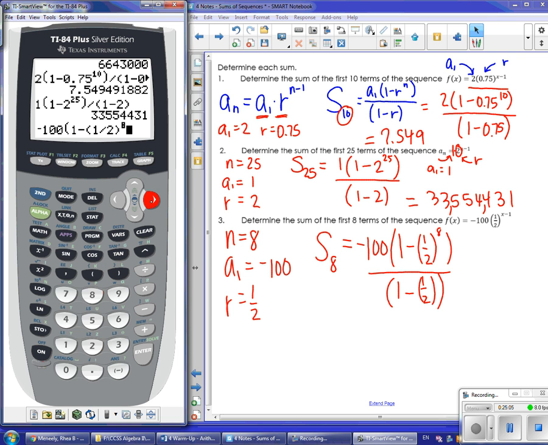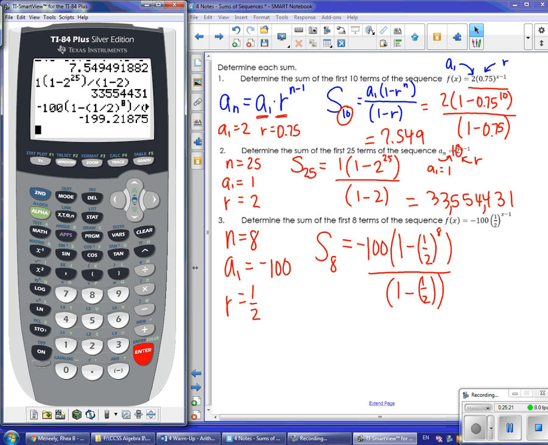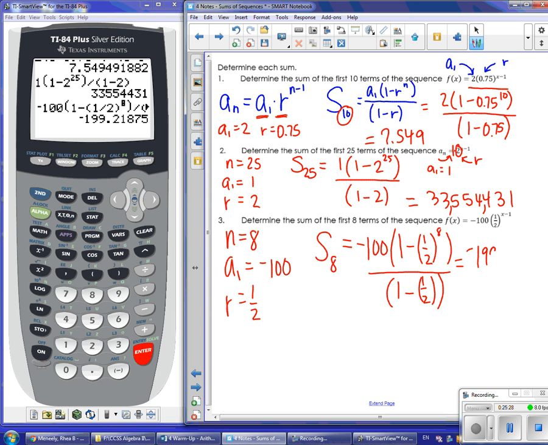But then again, I want to pull my cursor out of the exponent before putting another set of parentheses to close my numerator. And then I can divide by 1 minus 1/2. And again, when I type in the 1/2, I want to put it in parentheses. If you change it to a decimal, you don't have to do that. So once I've got it in there, I get negative 199.21, that's going to round to a 9. And I always round to 3 decimal places.